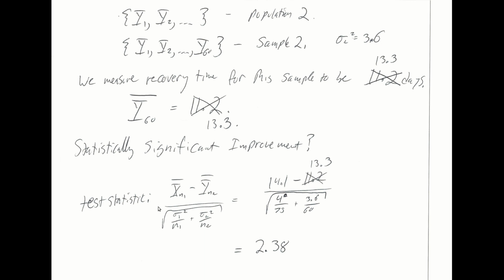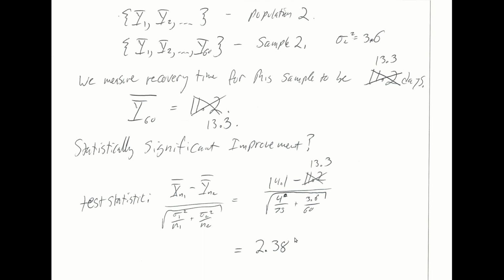So our test statistic is going to be the difference between the sample means divided by this square root expression. I've got my population variance for my first population divided by the sample size taken from that population. Likewise for the second, we've got the population variance divided by the sample size associated with that second population. And the numerator is the difference in our sample means.